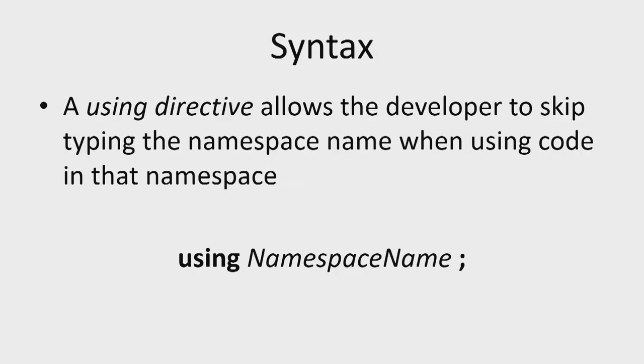So I want to talk a little bit about that using directive that we saw at the top of the program. A using directive has the syntax using, then the name of a namespace, and then a semicolon. The idea of a using directive is it informs the compiler that we are going to be using some of the code that is in this namespace, and that we do not want to type the namespace name every time. Let me give you a quick example of that.